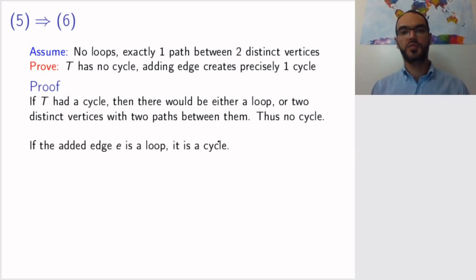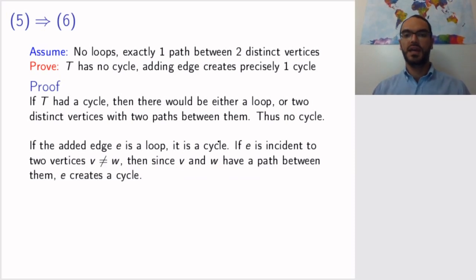Next, we want to prove that adding an edge will create a cycle. So if the edge that we add is a loop, then the loop itself is a cycle, and we have created a cycle. If the edge we add is incident to two different vertices, then since there was, by assumption, already one path between these two distinct vertices, adding this edge will create a cycle.